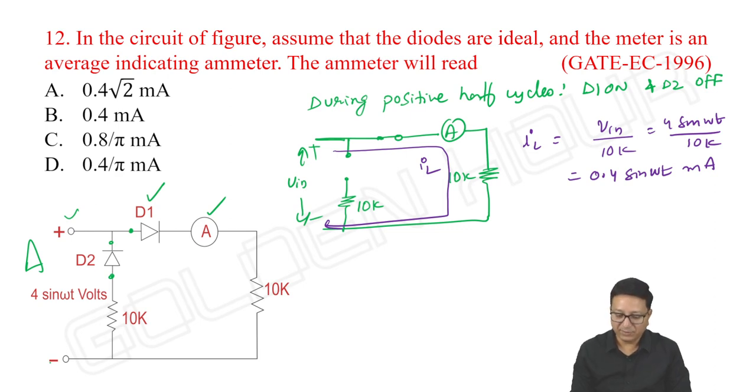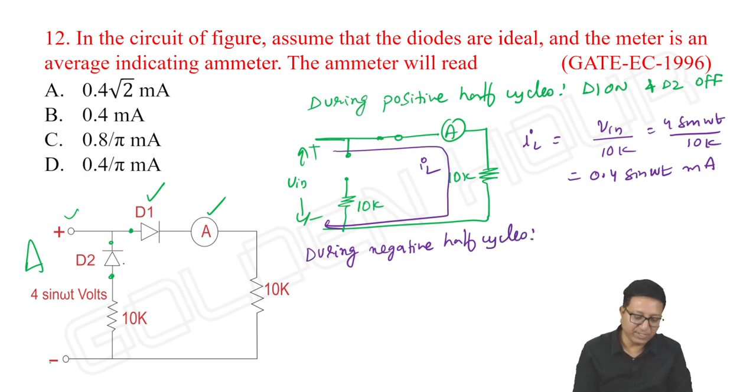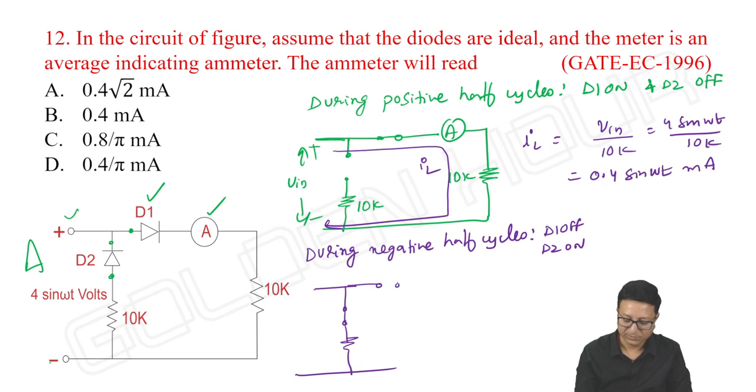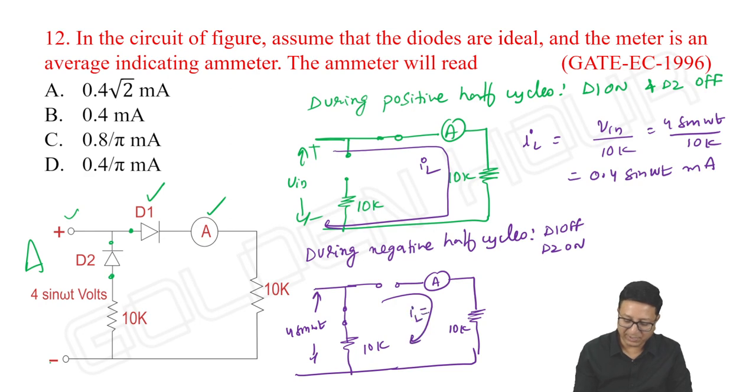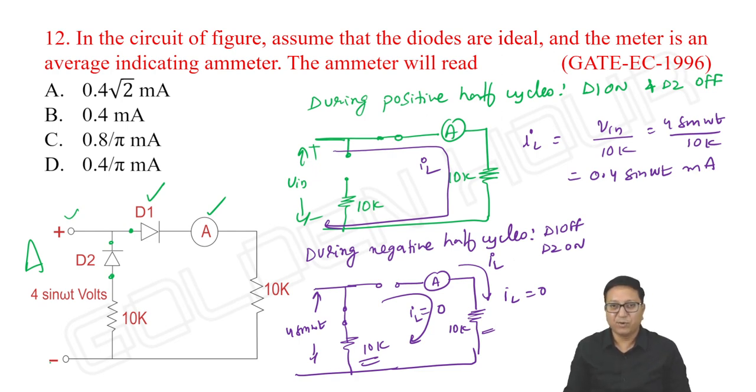And during negative half cycles, opposite action: D2 is on and D1 is off. 10k, 10k, 4 sine omega t or V input. And what about the current through the meter? It is simply 0. Entire current will flow through this 10k only, but not through this 10k. No current flows through the meter. So IL, the current through the meter, is 0. So it is now behaving like a half-wave rectifier.